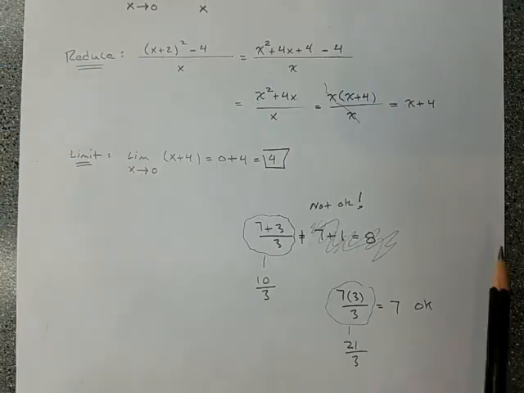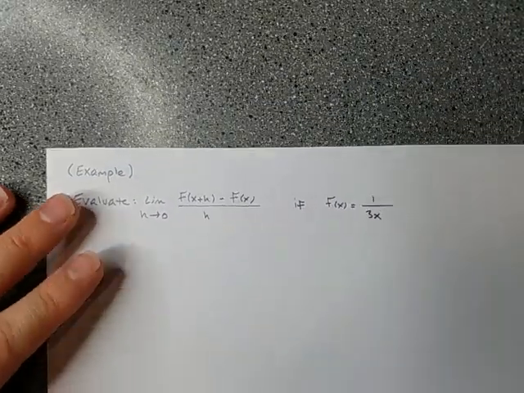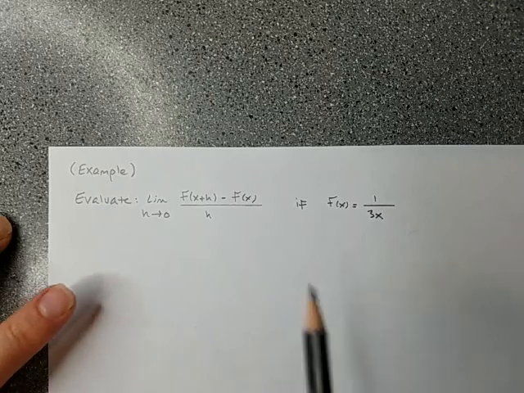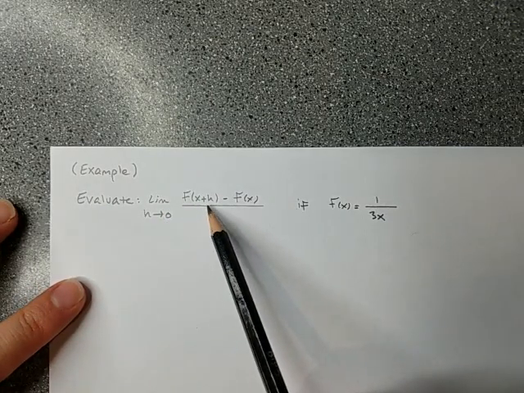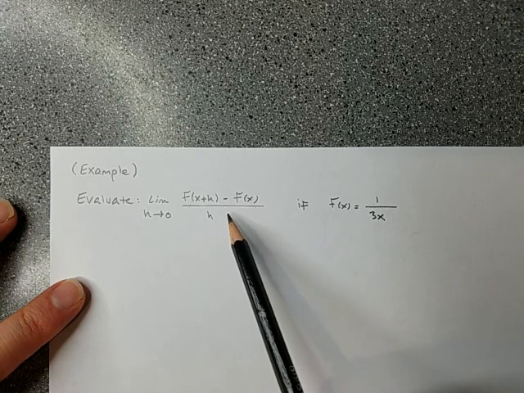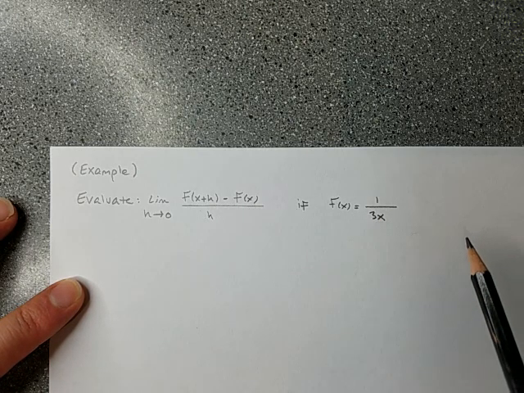All right? Okay. So let's look at another one, and I think this will be the last limit type problem we need to do. This says, what is the limit as h goes to 0 of f of x plus h minus f of x over h, given that the function f of x is 1 over 3x?